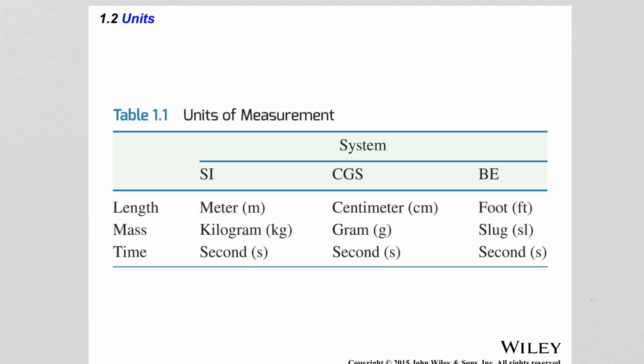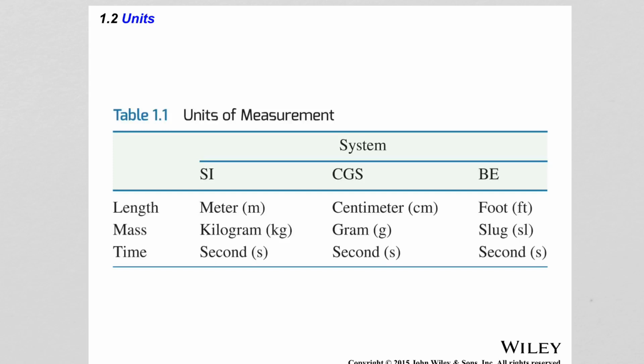The reason the change was made or transition to the metric system was that centimeters and grams are too small of quantities to actually make sense to measure with, while the meter and the kilogram are large enough to make more sense. And finally, in the imperial system, or the British system of units, the unit for length is the foot, for mass is the slug, and for time is the second.